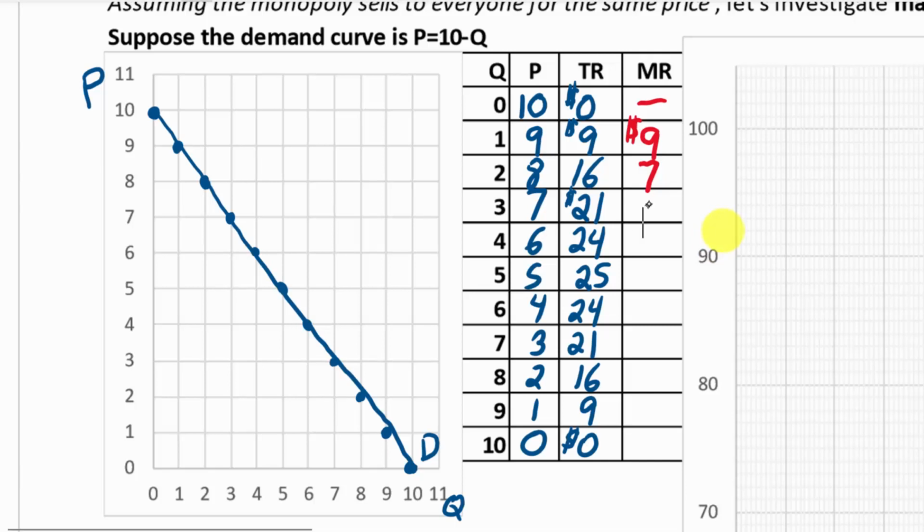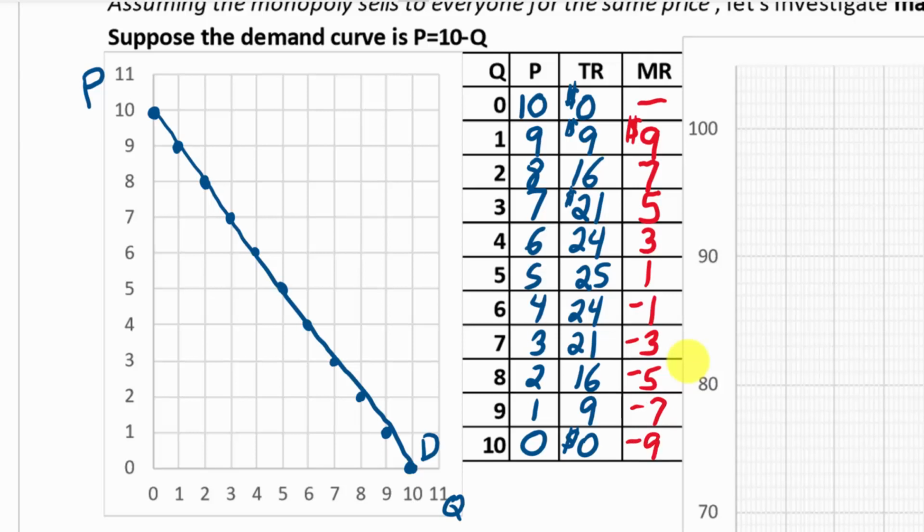So 16 to 21 is 5, 21 to 24 is 3, 24 to 25 is 1. Now notice that when we sell the sixth unit here, our total revenue goes down, and so it goes down 1, so it's minus 1, and then minus 3, minus 5. You see a pattern emerging here, right? Minus 7, minus 9.